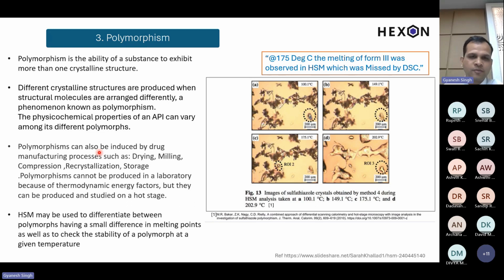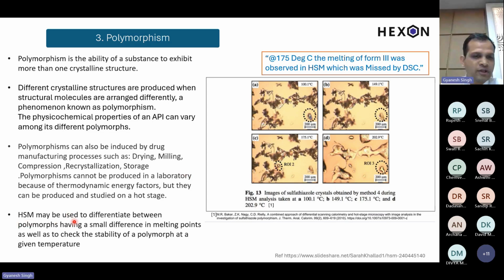Polymorphism cannot be produced in a laboratory because of thermodynamic energy factors, but it can be produced and studied on a hot stage, because you can actually simulate that entire environment. Maybe the material is transported towards a heated region or a humid region, or into a hilly area where there are icing factors.